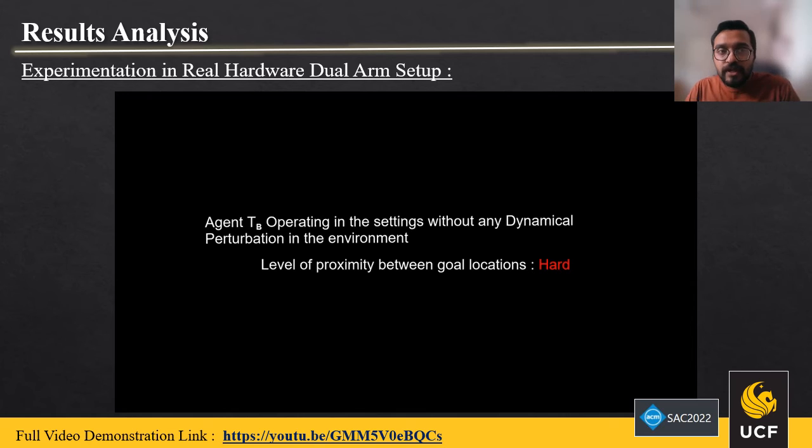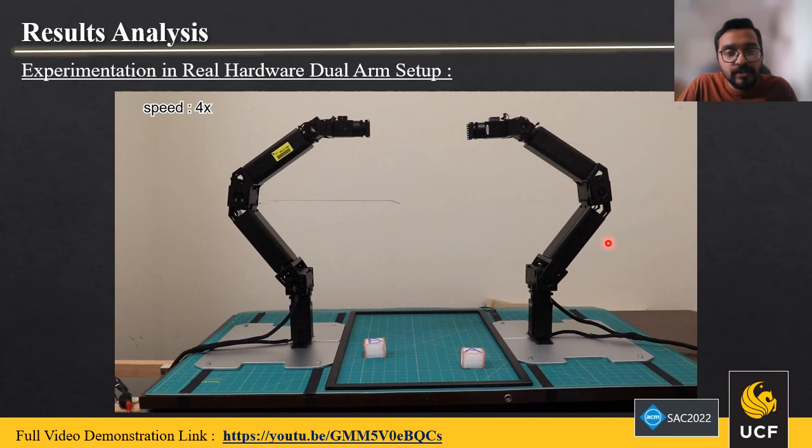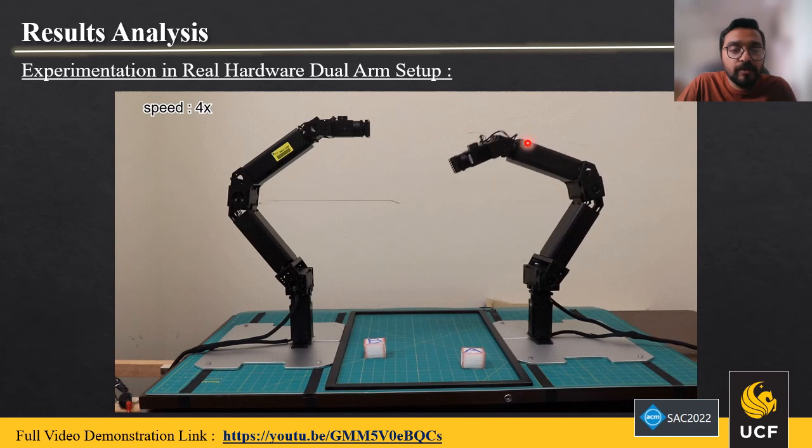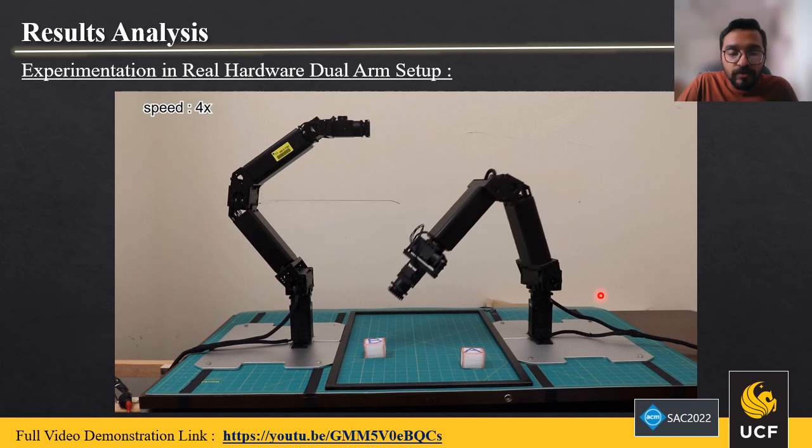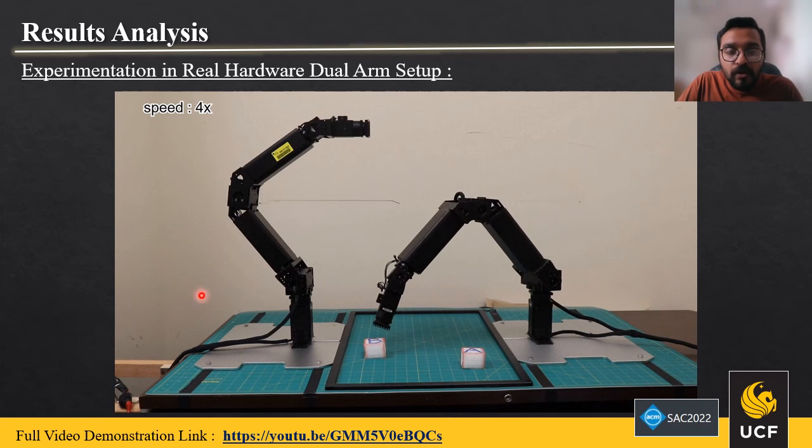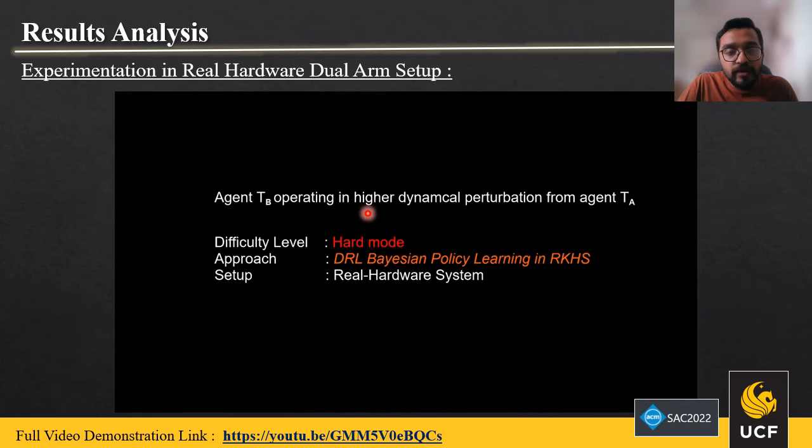We have also decided to show a simple video in our presentation on how this robot works in the hardware setup. This video shows how this adaptive agent works when there are no dynamic obstacles present or created by this independent agent TA. So it reaches very fluidly.